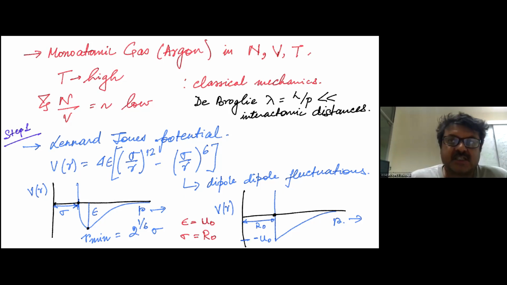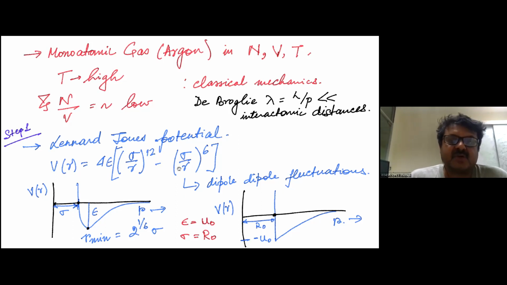And then a charge and a dipole, it goes further down, and you have two fixed dipoles interacting with each other. And here you have fluctuating dipoles interacting with fluctuating dipoles, and those are called dipole-dipole fluctuations, and that goes as r to the power 6.